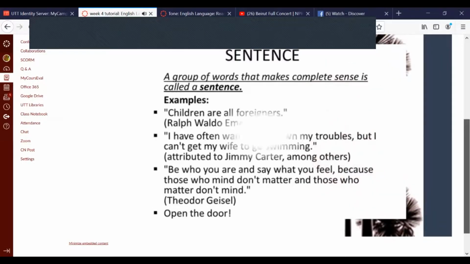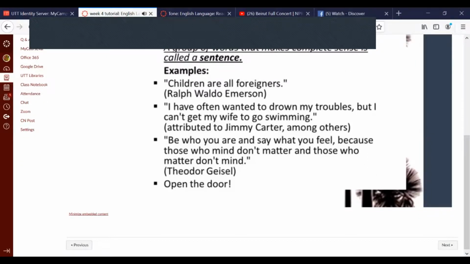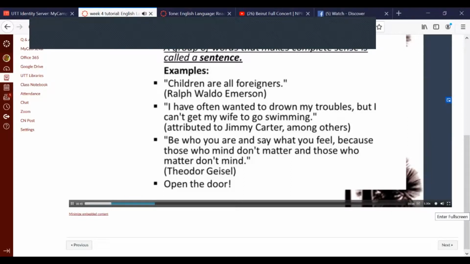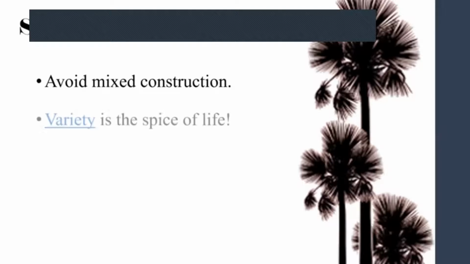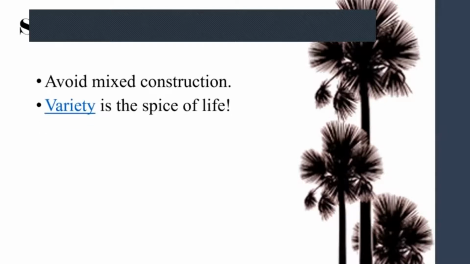Remember, there are three basic types of sentences. A sentence is a group of words that make complete sense all on its own. It's also called an independent clause. When we talk about sentence construction, we often talk about sentence patterns. There are set sentence patterns. Knowing these patterns helps you avoid what we call mixed construction. It also adds variety to your writing.